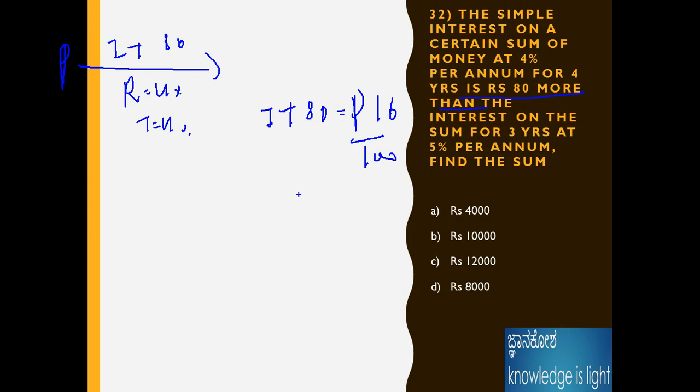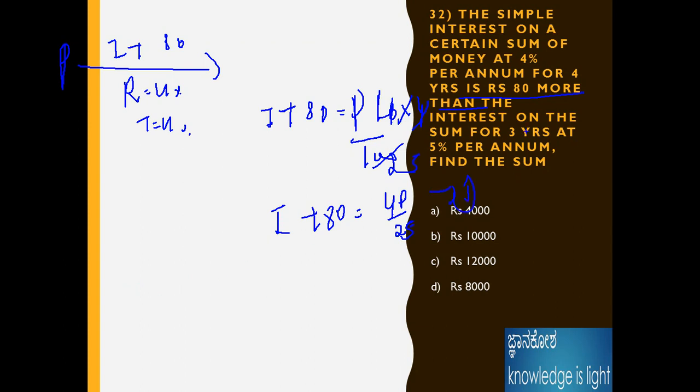Then after calculating that, I will make it 4 into 4 only, for easy calculation, 25. Then I plus 80 is equal to 4P divided by 25. This is the equation 1 I am taking.